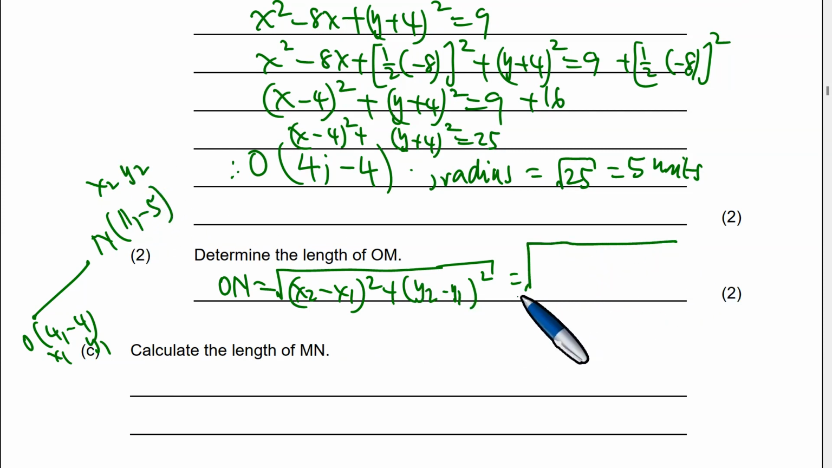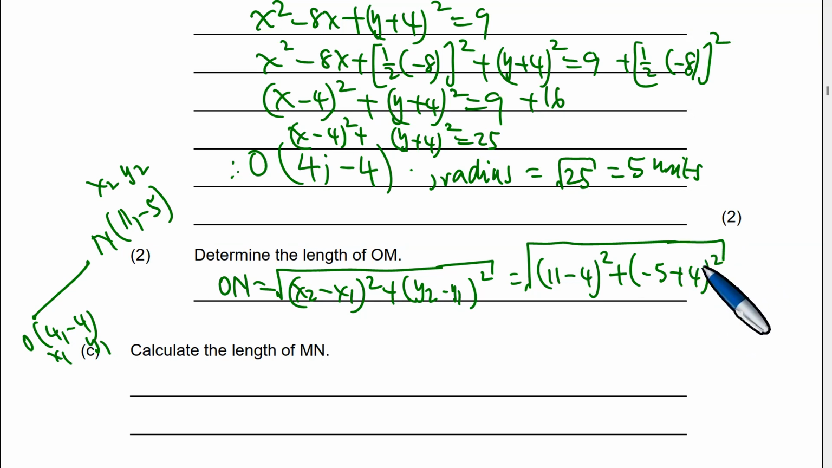So what is x2? X2 is exactly 11, x1 is 4. Square this. Y2 is -5, y1 is minus, minus into minus, which is positive, square this. If you do everything here, you realize that this is the square root of 50 units.